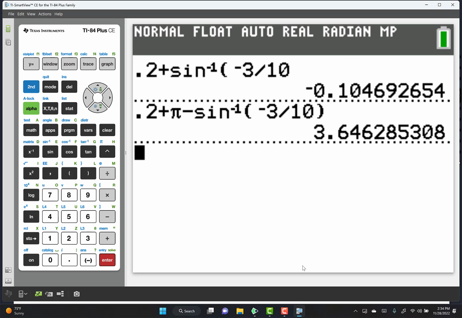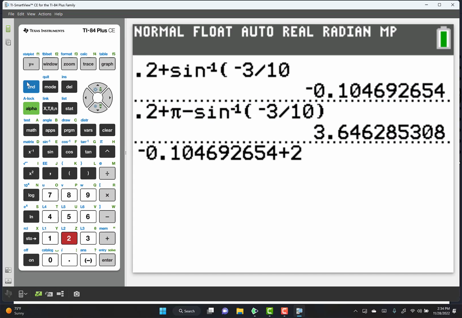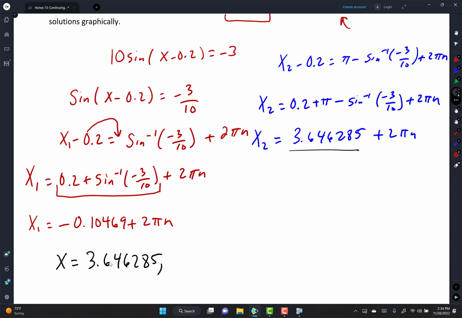So I go to my calculator, and I'm going to scroll up, and I'm going to push enter, plus 2 pi. And then I push enter again. 6.17849, comma. The next one is going to come from the 3.64 plus 2 pi.